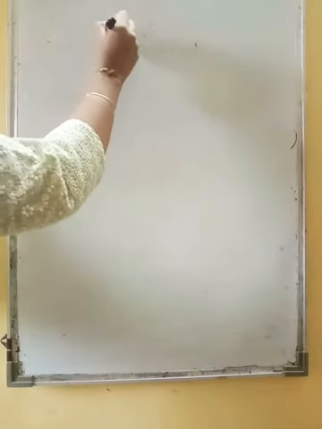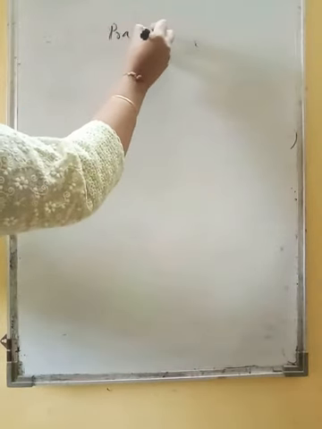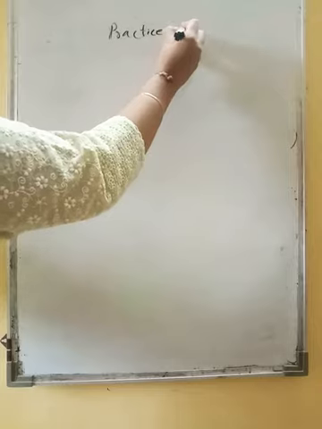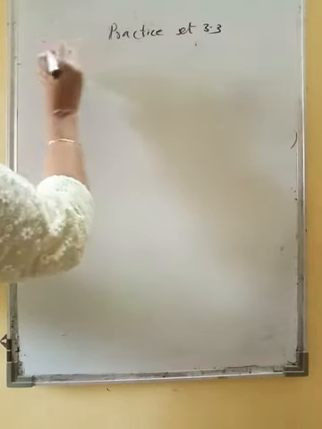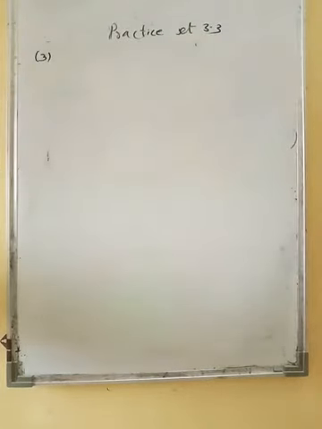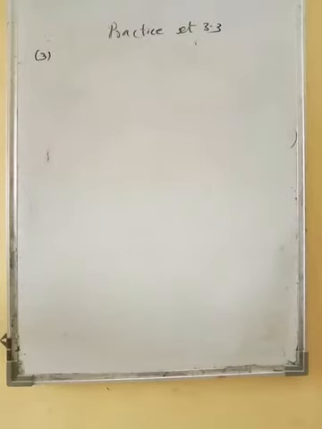So, third sum of practice set 3.3. Write down practice set 3.3, third sum. Find the sum of all even numbers between 1 to 350.